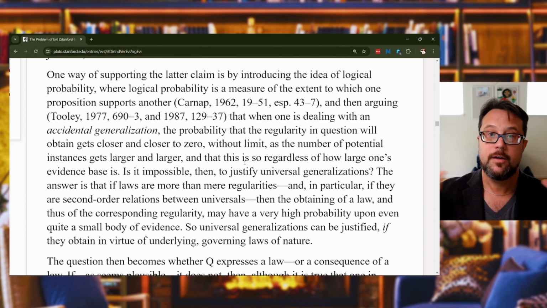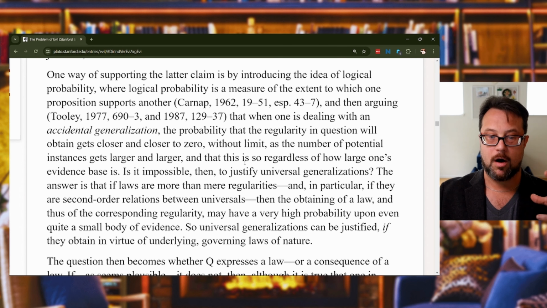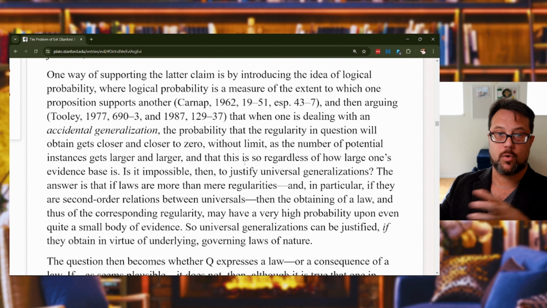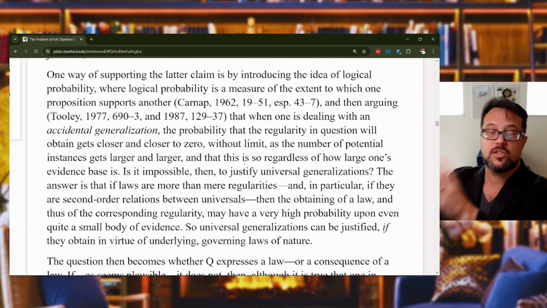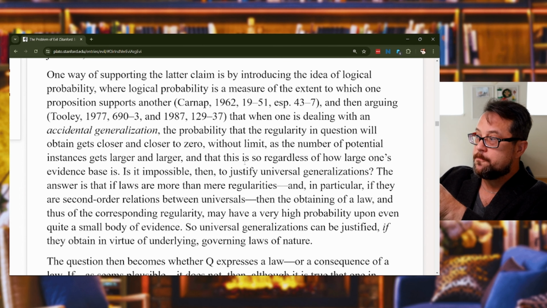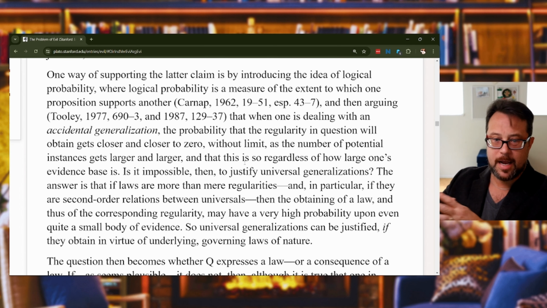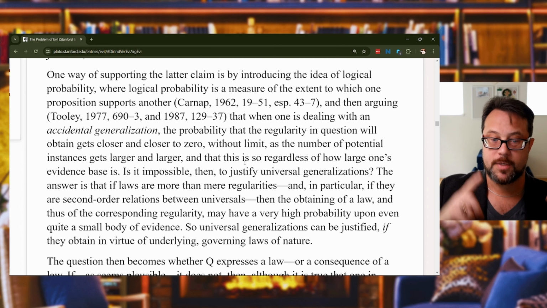But here's the thing, we might have some sort of law, right? So there might be some kind of law that holds, and therefore the conjunction could be supported by a small body of evidence via a law that says this regularity holds stably. It isn't accidental. So these universal generalizations can be justified if they can obtain in virtue of underlying governing laws.